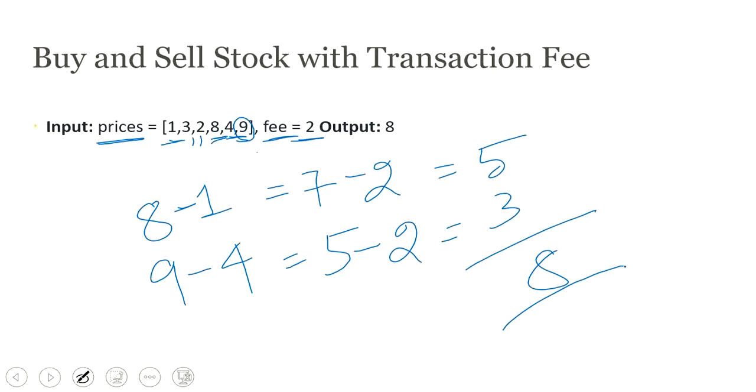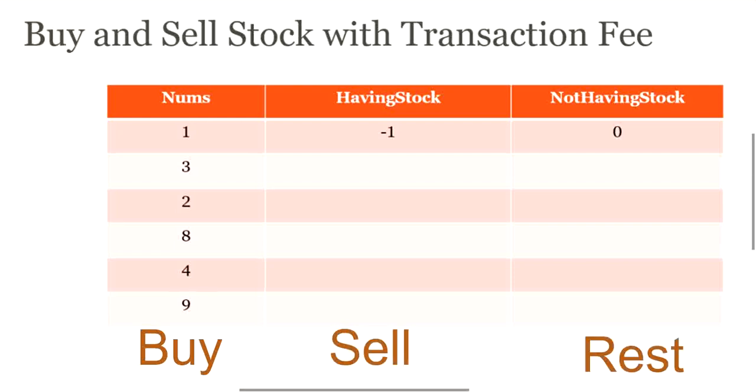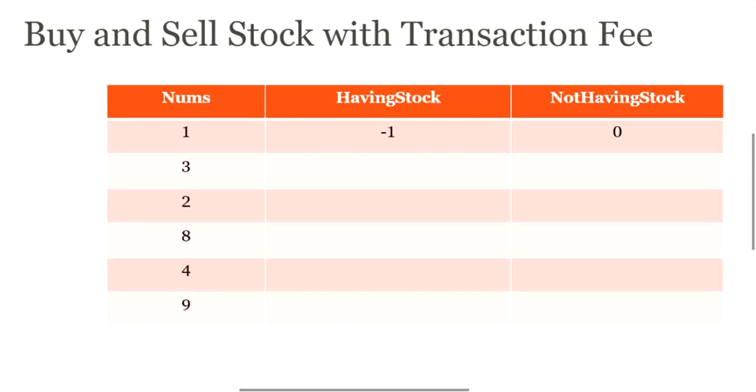So how are we going to approach this? At any day of your transaction, you will be provided with three options. That is, you can either buy a stock, sell a stock, or rest and do nothing. So I'm going to have two variables or two states, I would say: having a stock and not having a stock. Having a stock represents the maximum profit at the end of the day by having stock in our hand, and not having a stock represents the maximum profit at the end of the day by not having any stock or by selling all the stock we had.